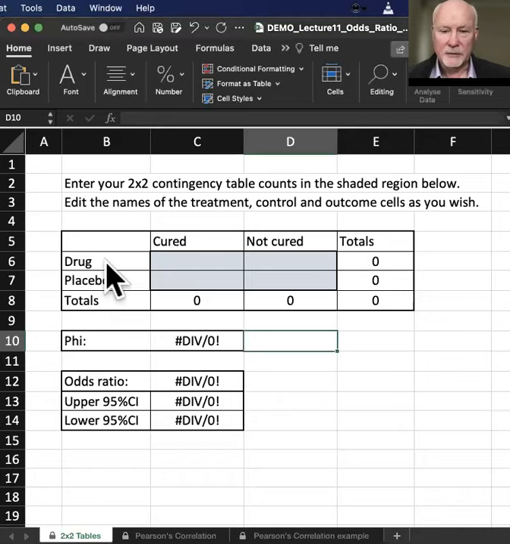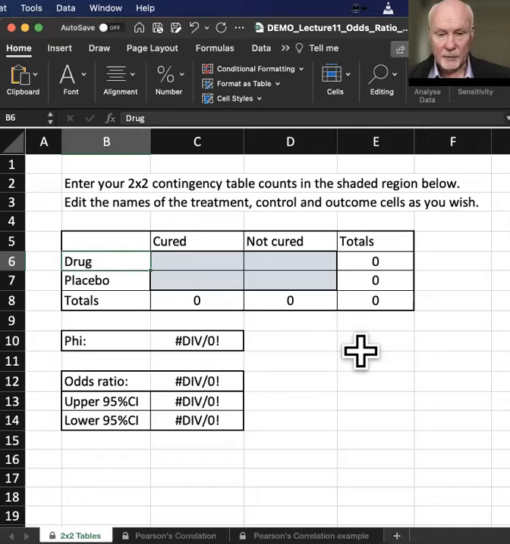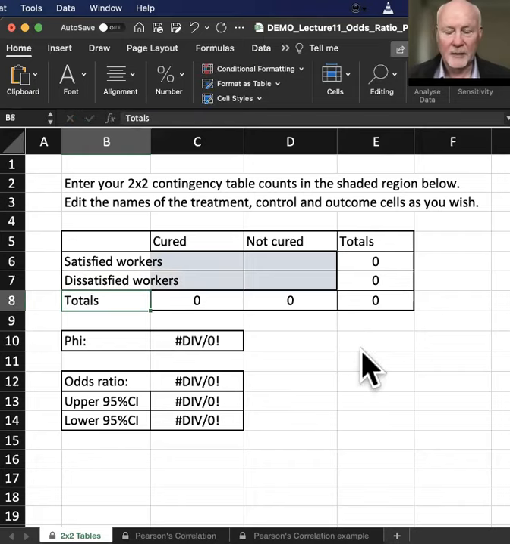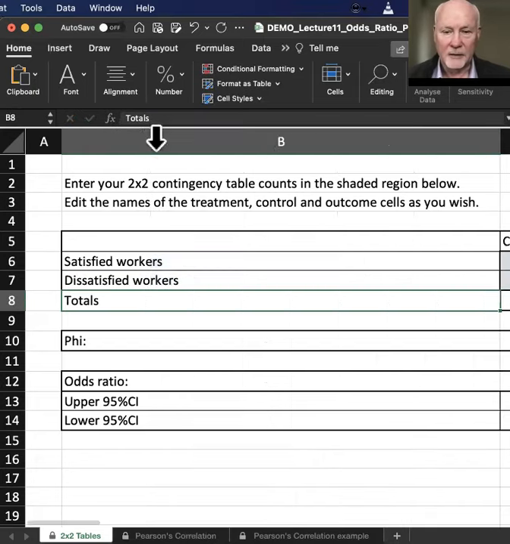The first thing you do is you put into your table here the names of the levels of your independent and dependent variables. So the independent variable goes on the left hand side here. So in our case it was about job satisfaction. So we have satisfied workers and dissatisfied workers.